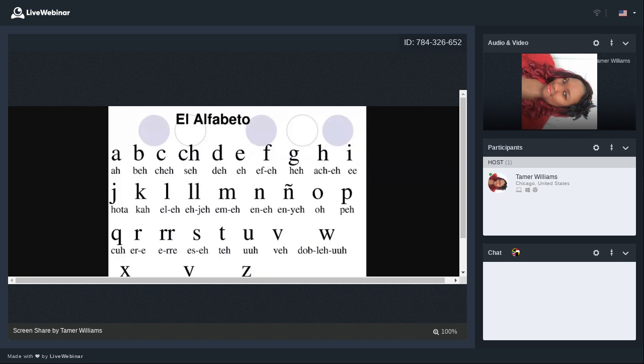So, vamos a empezar con la letra A. We are going to begin with the letter A. A, B, C, Ch, D, E, F, G, H, I, J, K, L, Ll, M, N, Ñ, O, P, Q, R, S, T, U, V, W, X, Y, Z.